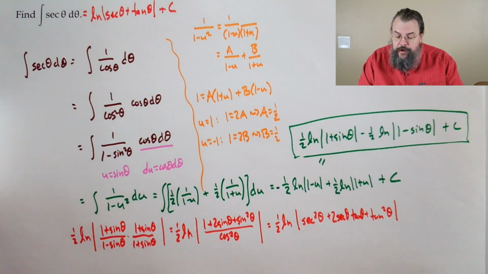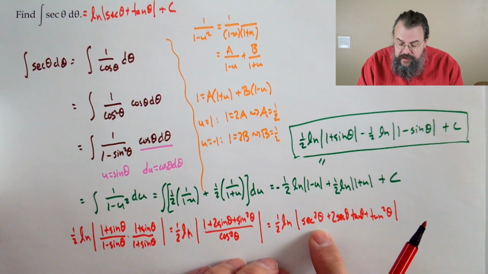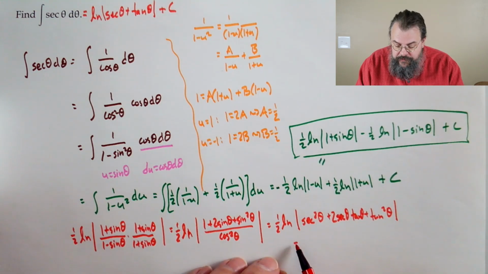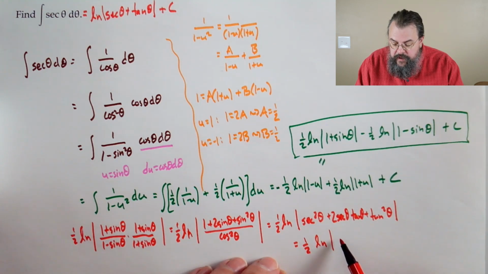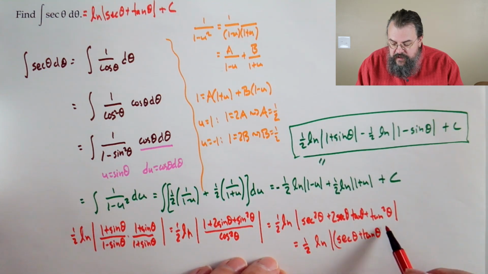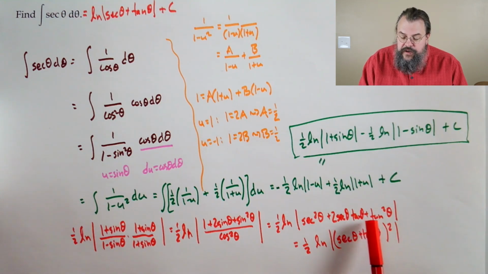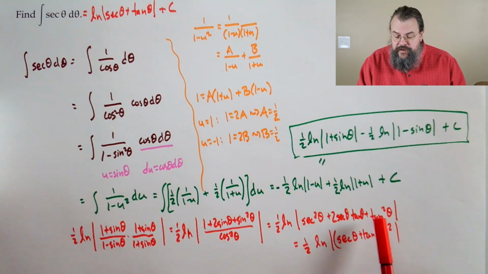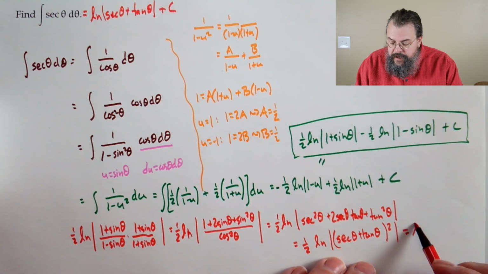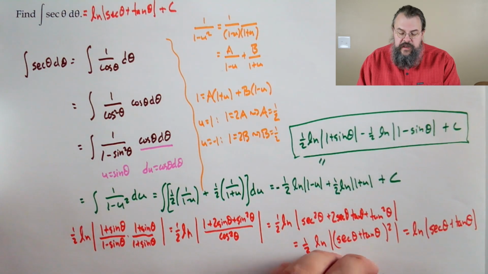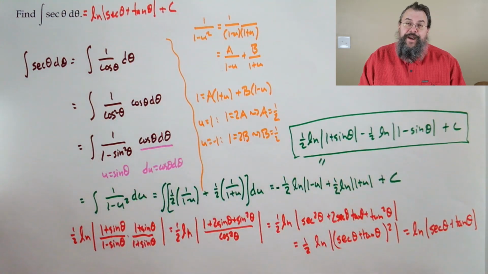And now we say, oh, secant squared plus 2 secant tangent plus tangent squared, well, that is the same as secant plus tangent squared. And now, properties of logs, the 2 can come down. So bring the 2 down, cancels with the half, and we end up with log of secant plus tangent. And therefore, it is the same answer.